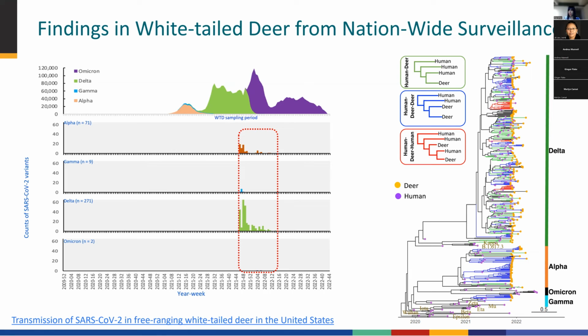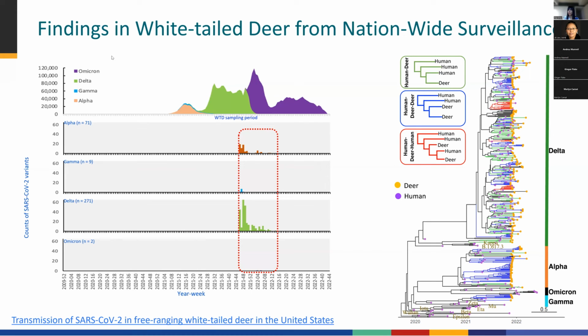What I'm showing you here are some of the genomic results that came from this nationwide surveillance. Over 8,000 samples were collected from white-tailed deer throughout the US during the hunting season that occurred from November 2021 to April 2022. Overall, about 13% of deer were positive for SARS-CoV-2, and we were able to obtain sequence from around 400 animals. The figure on the left is showing the variant that the deer were infected with. In this red rectangle, those are the variants that the deer were infected with: alpha, gamma, delta, and omicron.